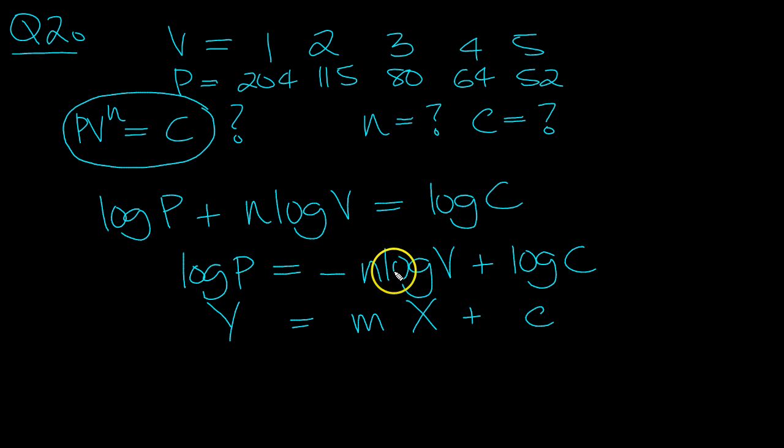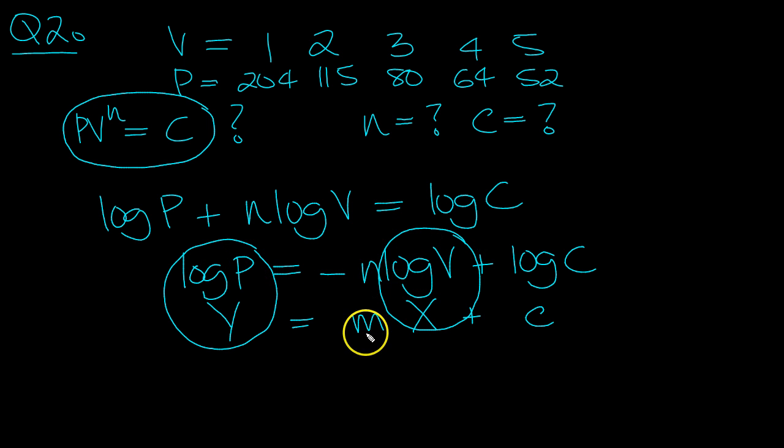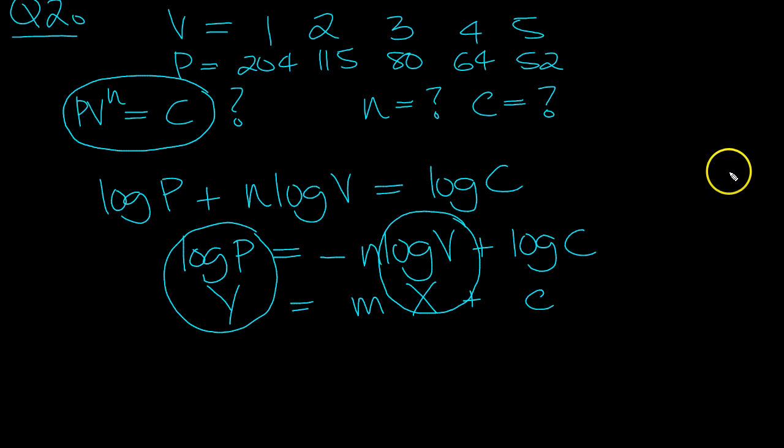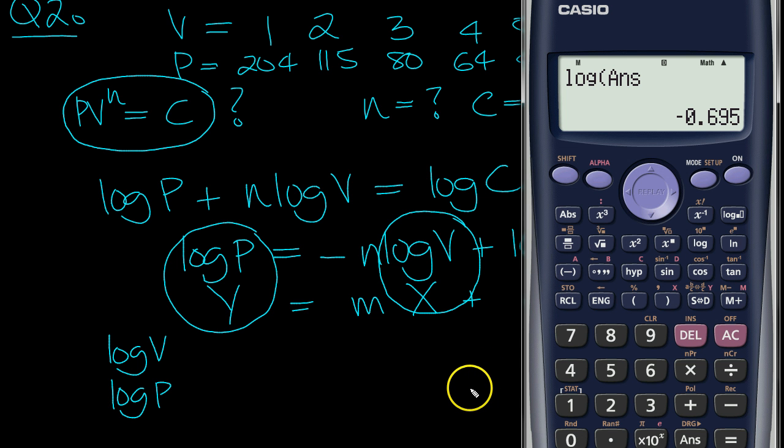But the first thing we need to do is to plot log P against log V. Then the gradient will be the value minus n, and the intercept will be the value log capital C, and then we can get these values, can't we? So that's what we need to do. So let's take the data then, and we'll do log V on the x-axis and log P on the y, isn't it? So log 1, log 2, log 3, log 4, log 5. We're doing log to base 10 then.